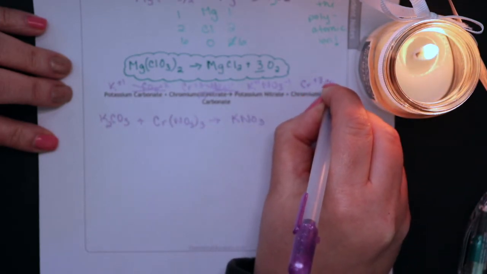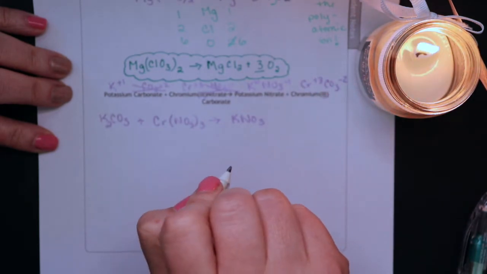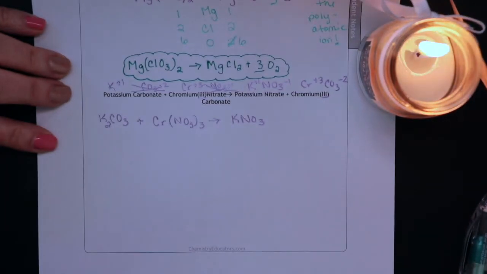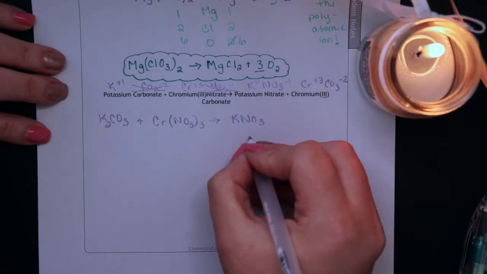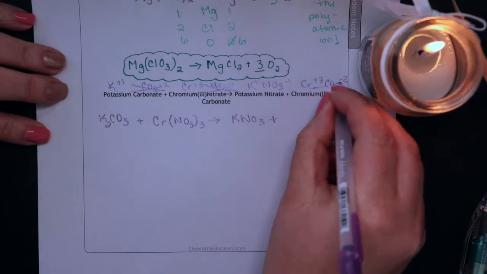And the last section is chromium 3 carbonate. So chromium, we know, is a metal. We know it's a +3 charge indicated by the Roman numeral. And we know carbonate is on the polyatomic ion sheet with a -2 charge. We're going to use the crossover method and get Cr2(CO3)3.